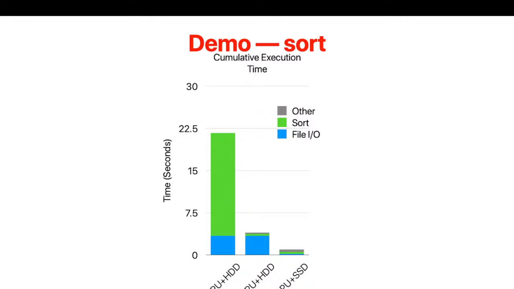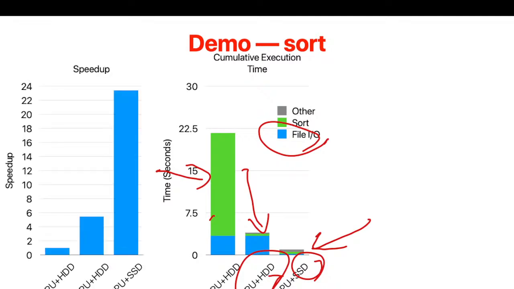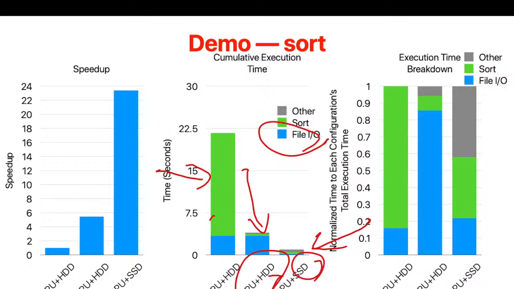So this graph is actually going to show you, in the very beginning, we think sort is the most important issue. And then with GPU, we make sorting really small. And now, again, with solid-state drive, we make file I/O a lot faster. But other things like the system software overhead, or the sorting, is again the most important thing to work on. So that's another implication of Amdahl's law: the optimization is always a moving target.